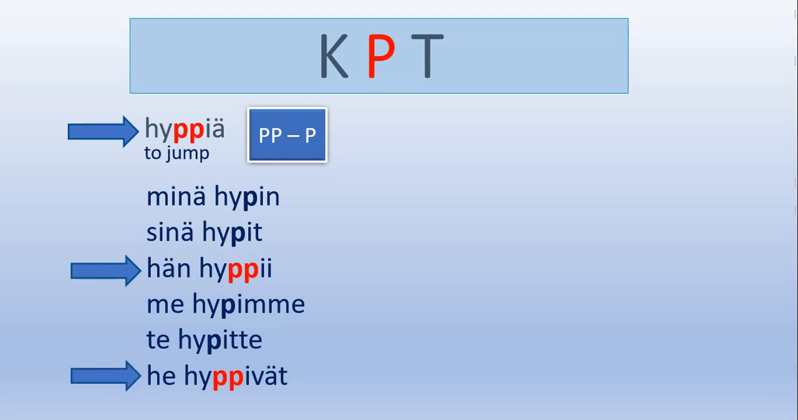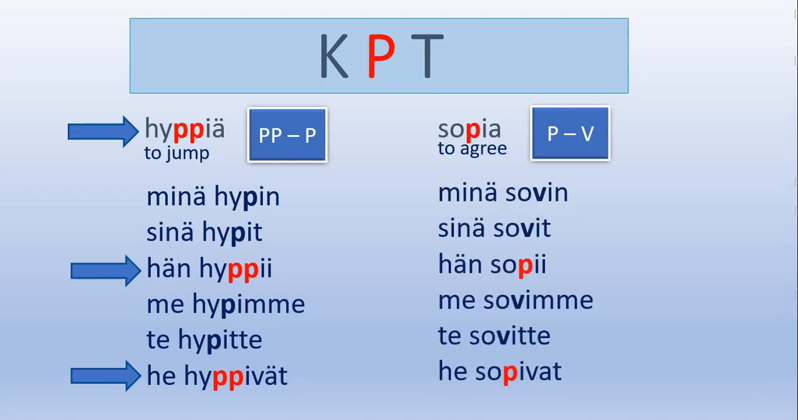Let's see what happens with single P consonant. We have a verb to agree, sopia. And here you can see that the consonant P changes into V. Minä sovin, sinä sovit, hän sopii, me sovimme, te sovitte, he sopivat. And the same pattern is repeated here. The infinitive, the third person singular, and the third person plural are the strong forms.